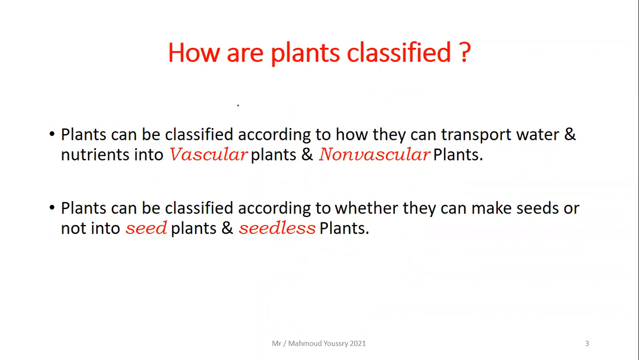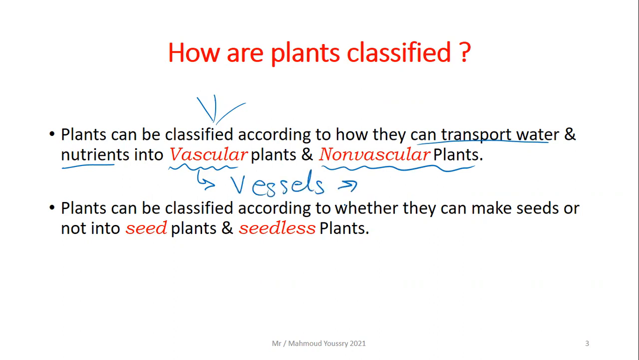But how are plants classified? Plants can be classified or divided into different groups according to how they transport water and nutrients: vascular plants and non-vascular plants. The word vascular came from the word vessels. Do you remember the xylem and the phloem vessels in the stem? Yes. So the plants that belong to the vascular group have transport vessels. The plants in the non-vascular group do not have these transport vessels.